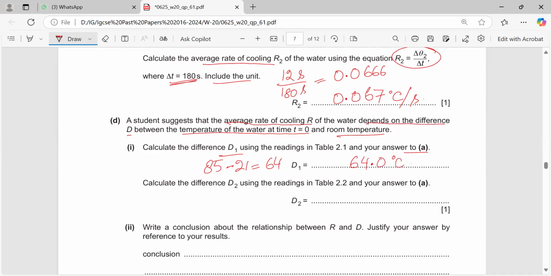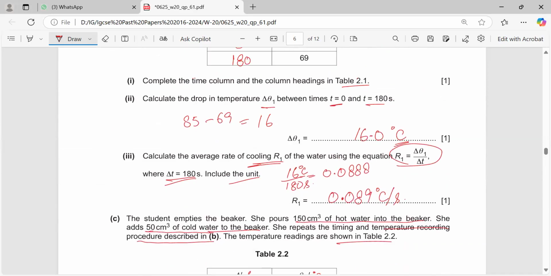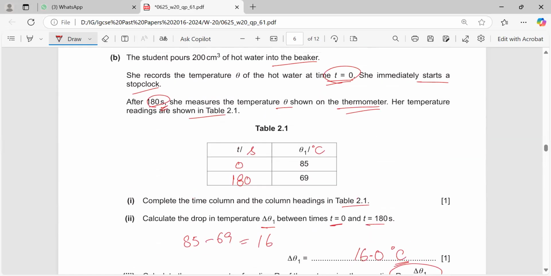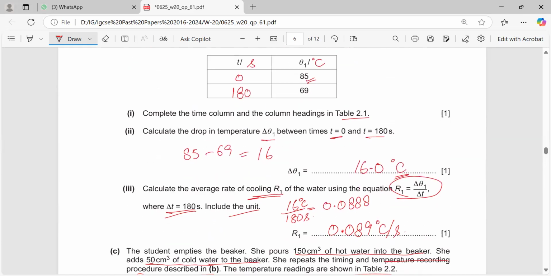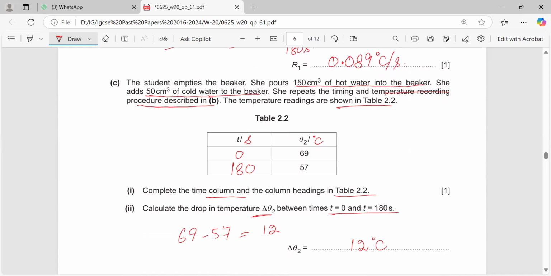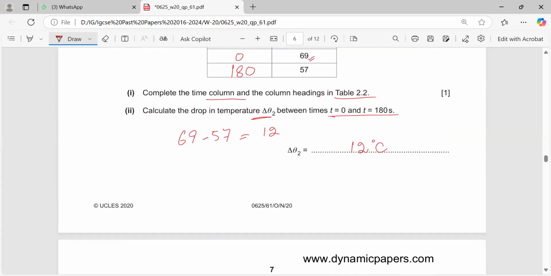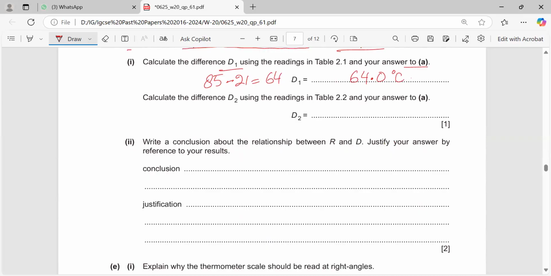So in the case of A, table 2.1, the starting temperature is 85. That's why 85 minus 21. Now I'm going to do 69 minus 21 for D2. Calculate the difference D2 using the equation in table 2.1, readings in table 2, and your answer to A. So now it will be 69 minus 21, 48. And don't forget to write degrees Celsius with 48.